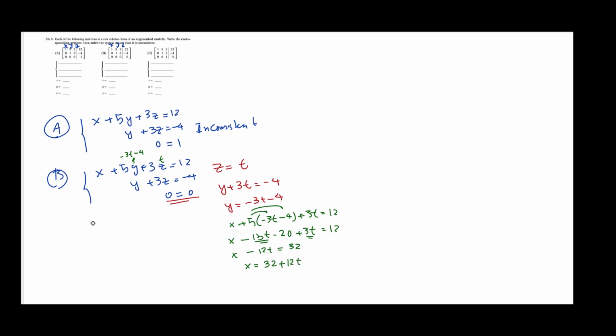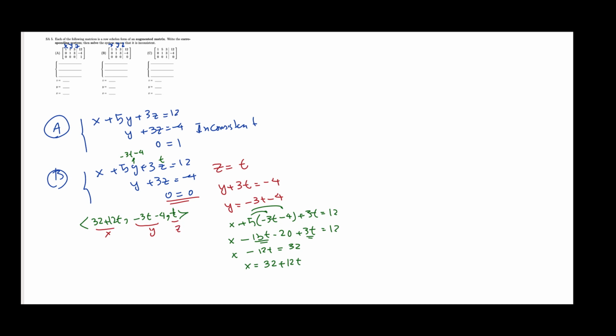Now let's put them all together and we get x is 32 plus 12t, y is negative 3t minus 4, and then z is t. So x, y, and z.